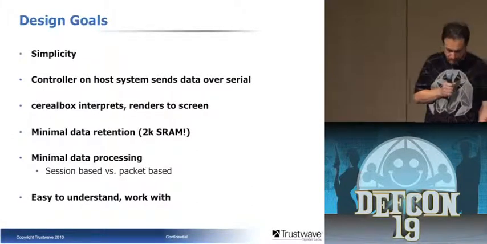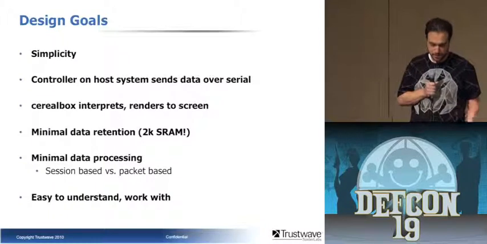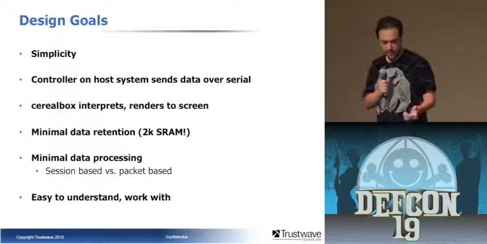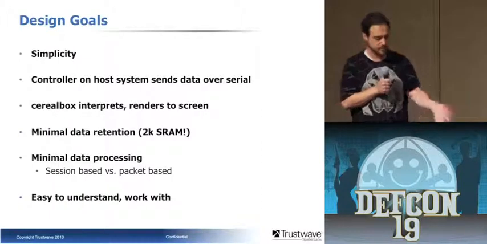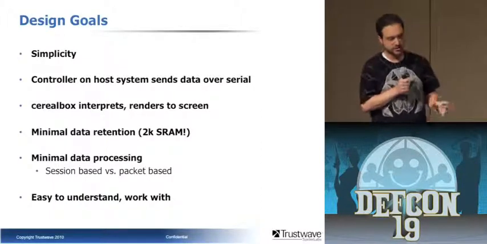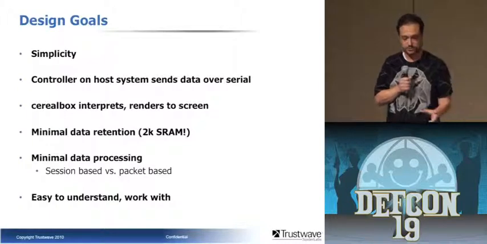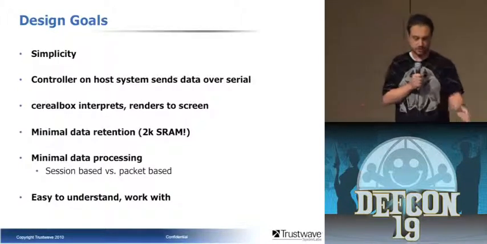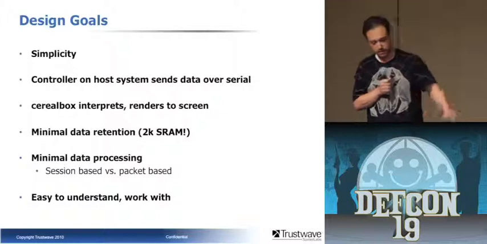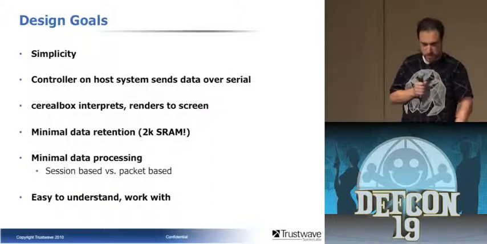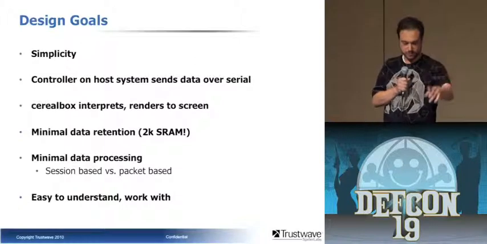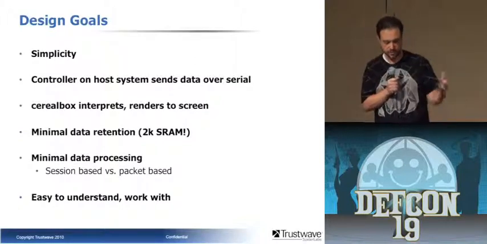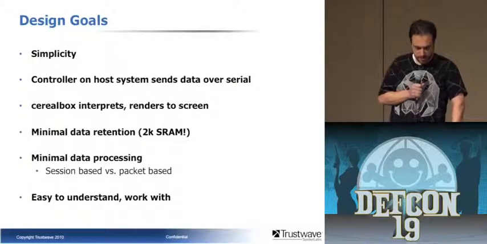So the design goals have to be simple. I'm going to send stuff from the host. The host, of course, can't sniff, it's just USB. So I have to have a sniffer on my own box. The sniffer is going to send whatever data I'm interested in over the serial link, and it's going to render it on the Arduino. Cerealbox, the code running on the Arduino, is in charge of rendering that to the screen. That's its job: to render anything I send it to the screen.